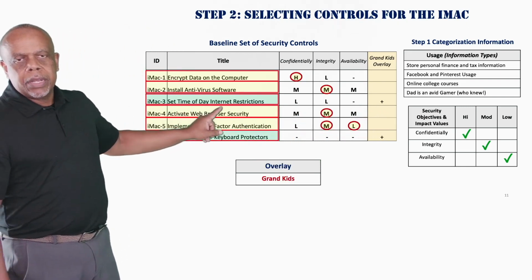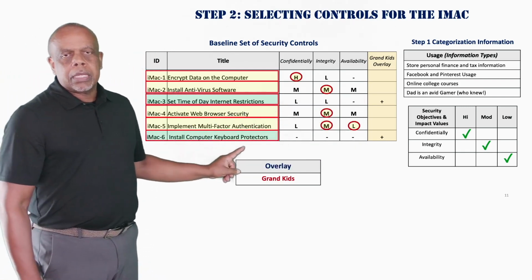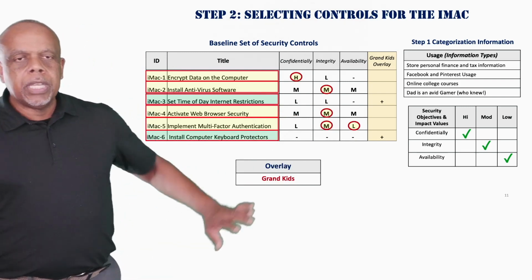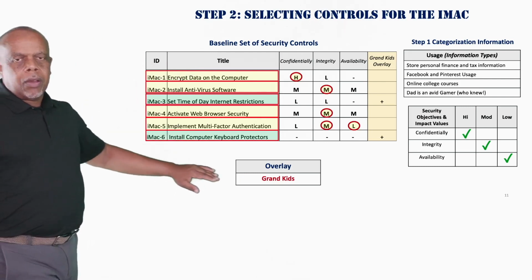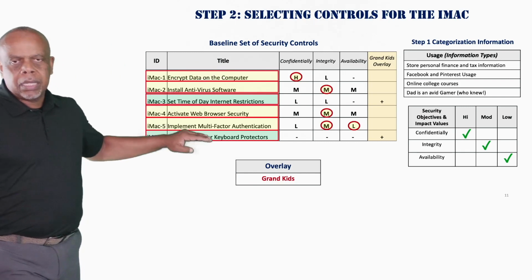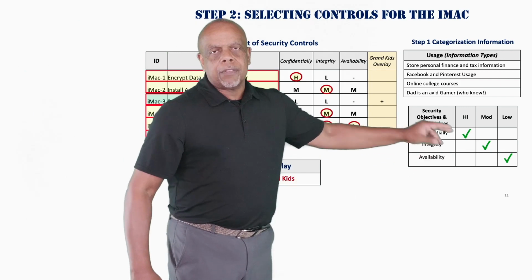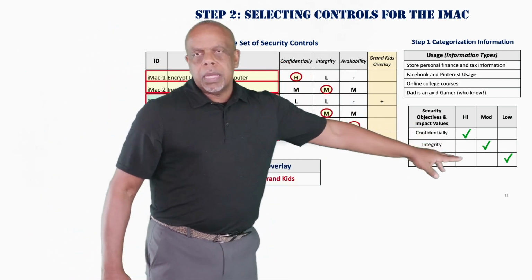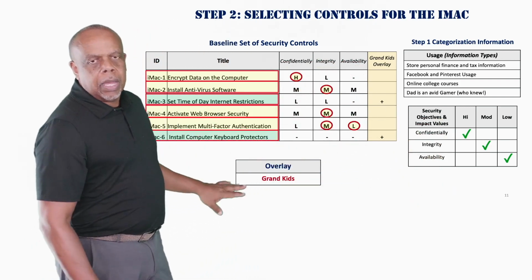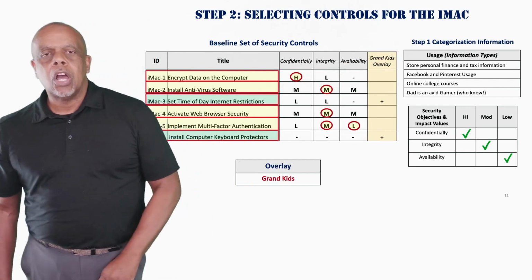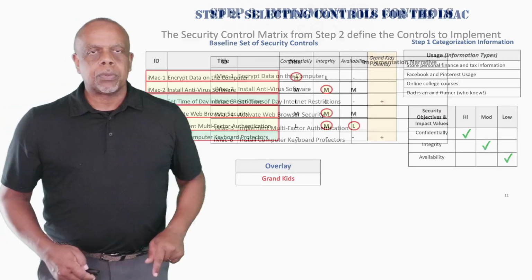Set time of day internet restrictions. That's one. And I go down to the other plus, which is install computer keyboard protectors. So for this example, I had to select all of the controls. If they didn't have grandkids, I would only have to select 4 controls. But now I have to select all 6 of these controls. Why? Because confidentiality is a high. Integrity, select all the moderate ones. Availability, select anything that's low, and then apply the grandkids overlay. So I've got 6 controls that I need to take with me into step 3.